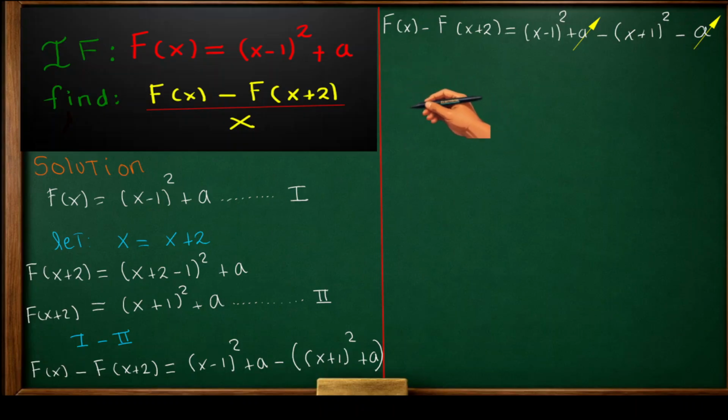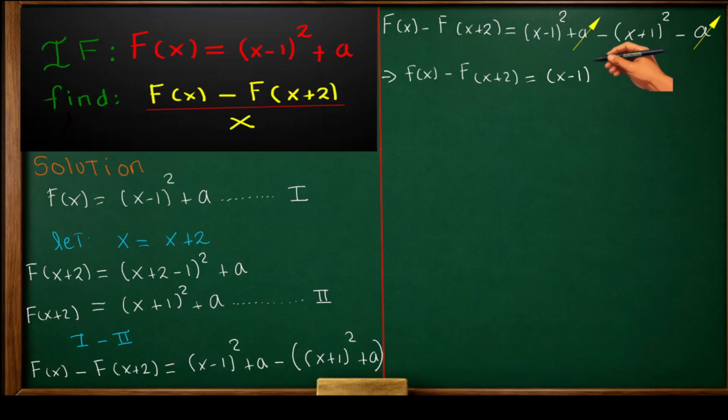Then f of x minus f of x plus 2 equal to (x minus 1) square minus (x plus 1) square.